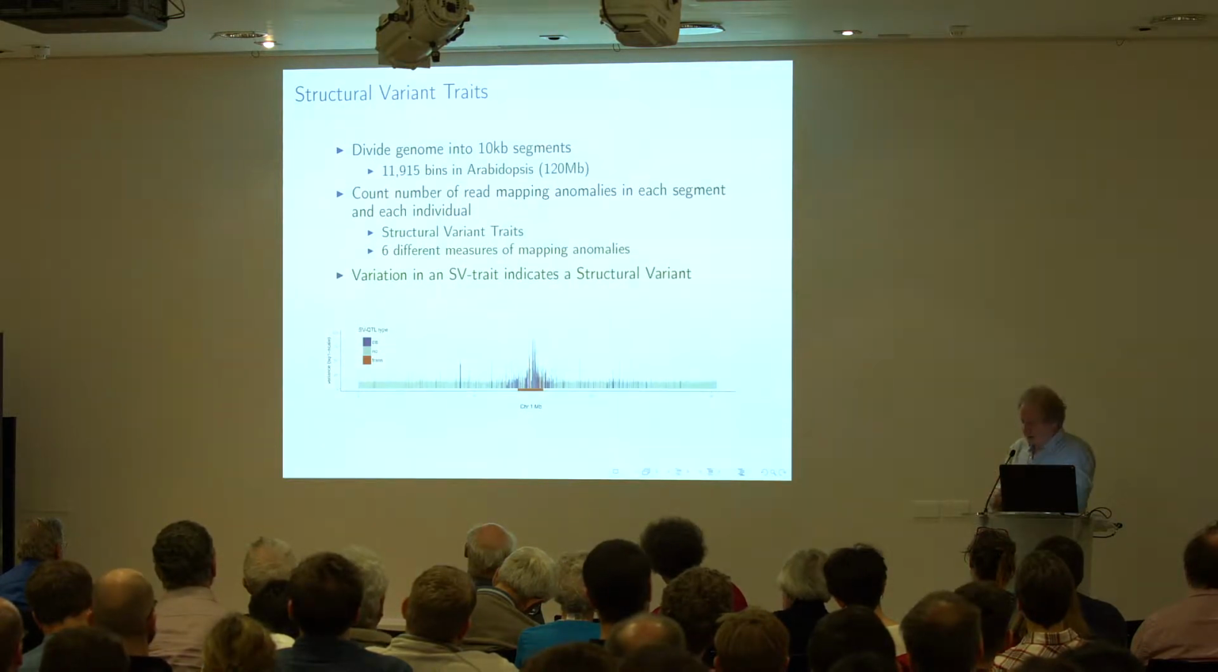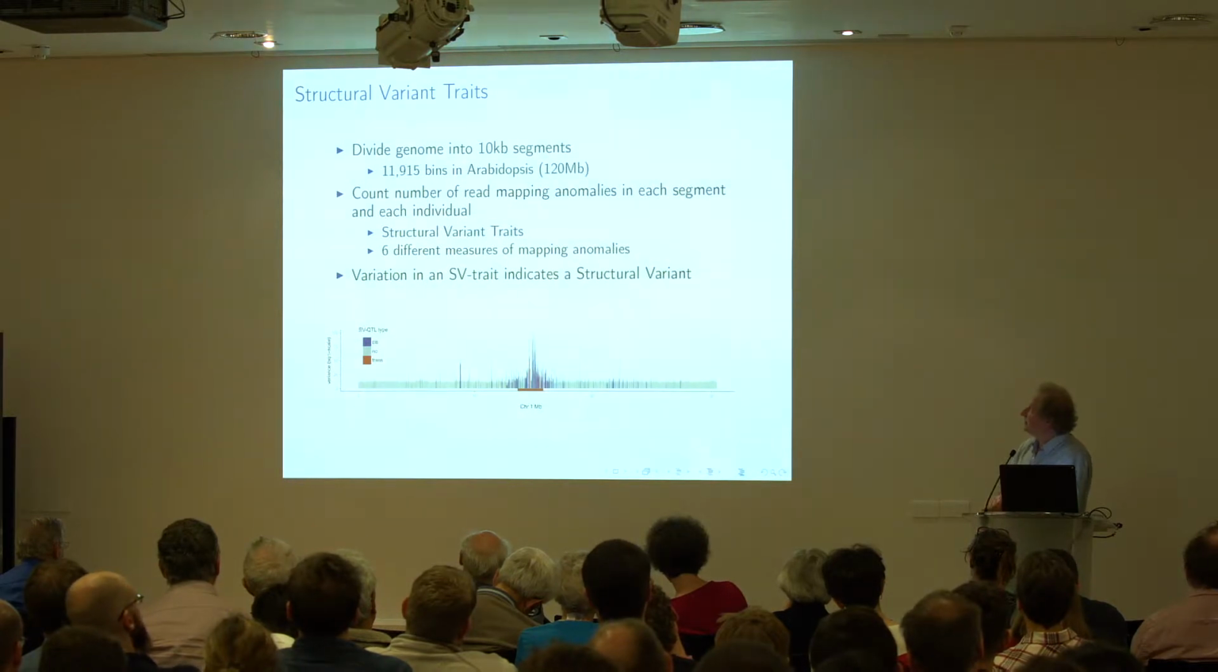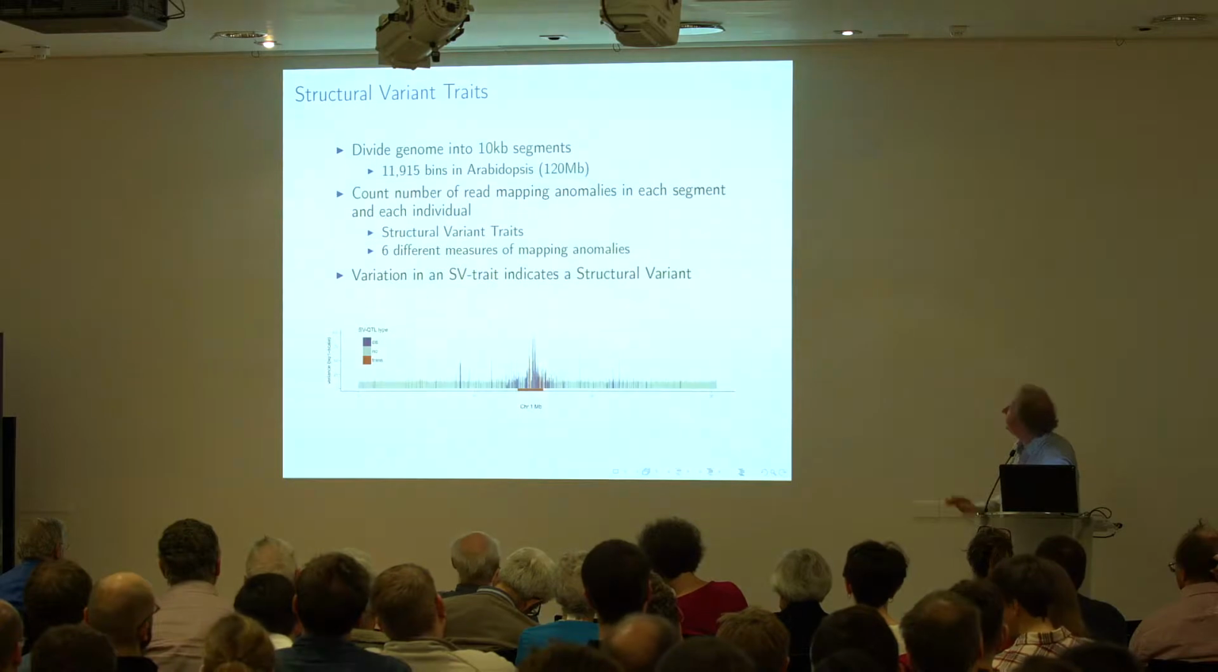So we took a different approach, a sort of more statistical approach. We divide the genome up into bins. Each bin is 10 kilobases long, so that's only 12,000 bins in the case of Arabidopsis, or indeed Drosophila. I could give this talk on Drosophila.